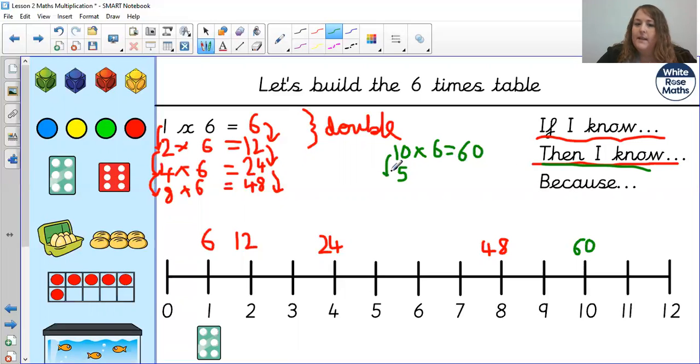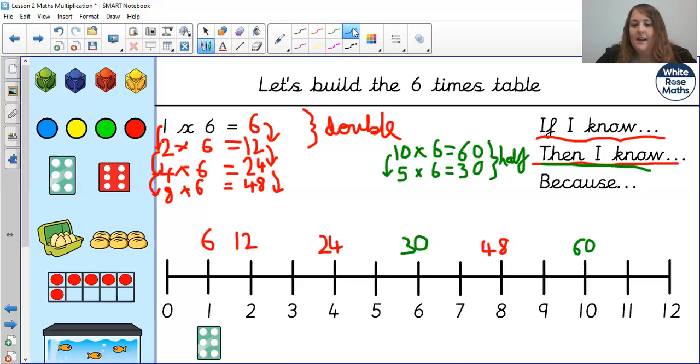So I can go from this side and I can halve my answer. So I'm looking at, again, that's an awful, there you go. I can look at halving my answer. So 5 times 6, and I have to half 60. So I know that half of 60 is 30. And I can pop that one on my 6 times 6 over here.